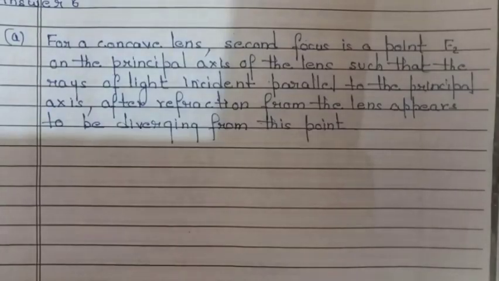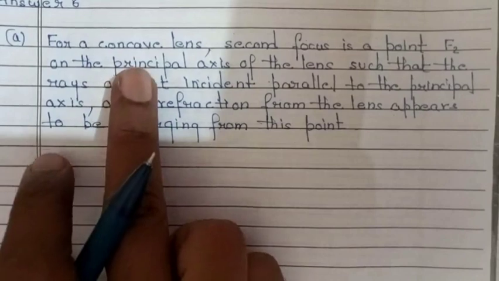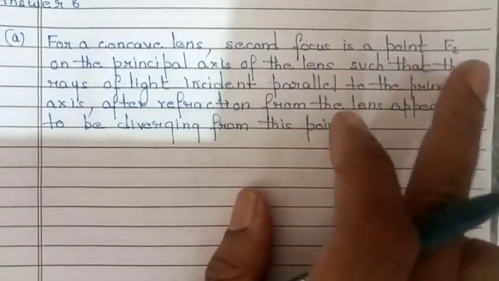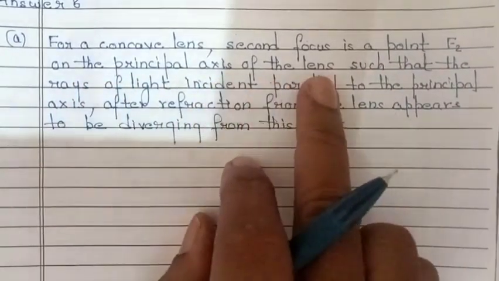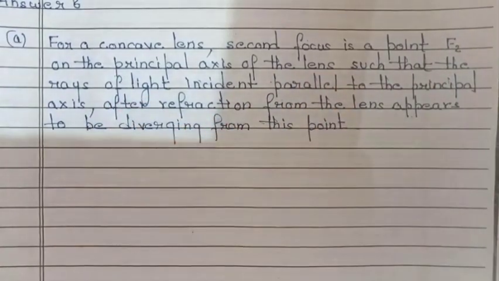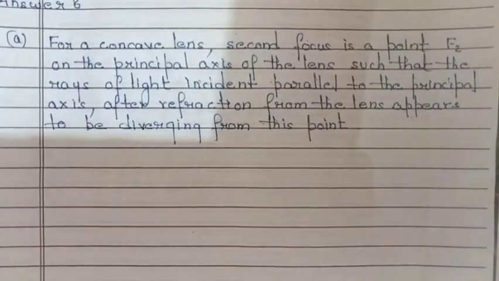Okay, now in the first part of the question, they have asked us to define the second focus of a concave lens. So see the definition for the second focus of a concave lens. The definition says that second focus is a point, indicated by f2, on the principal axis of the lens, such that rays of light incident parallel to the principal axis, after refraction from the lens, appear to be diverging from this point.